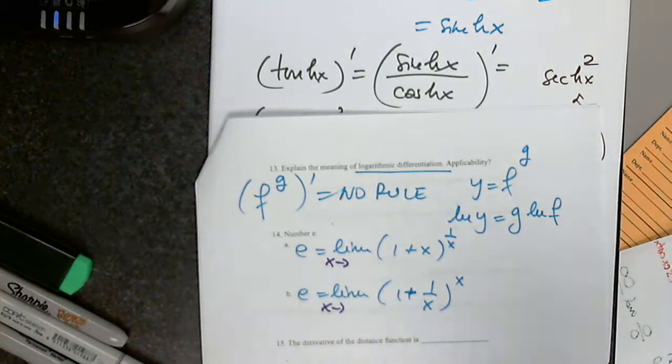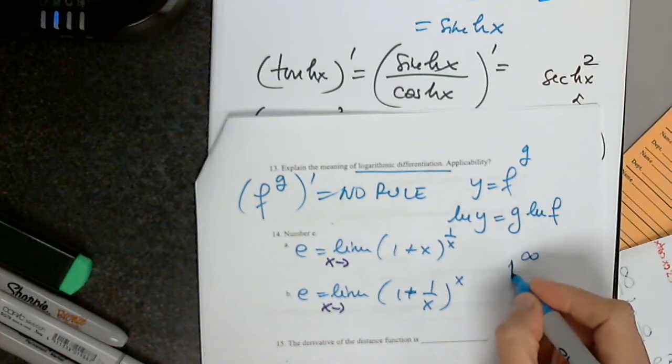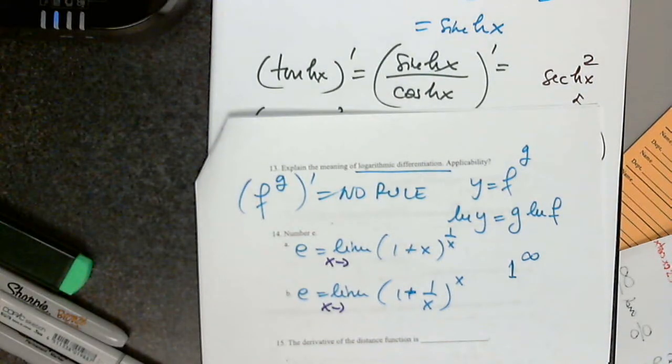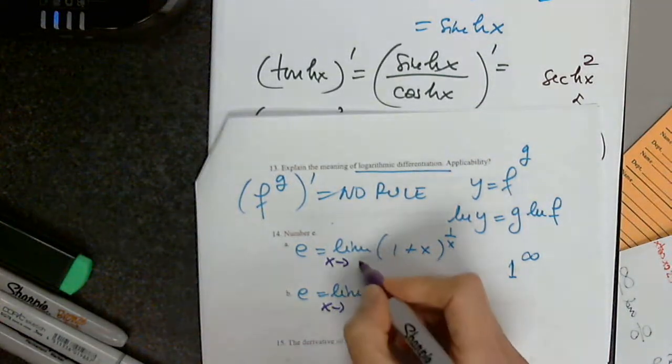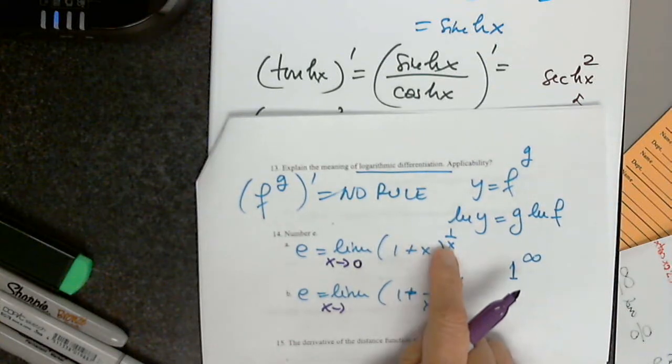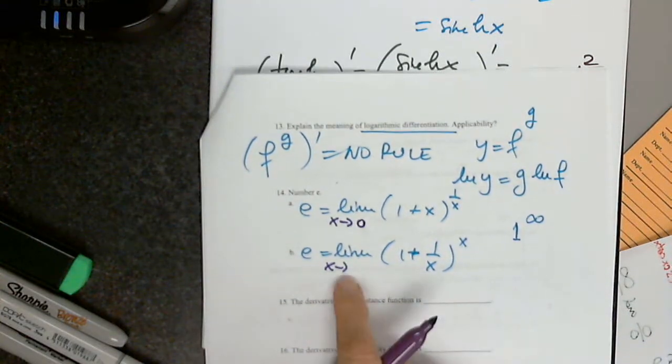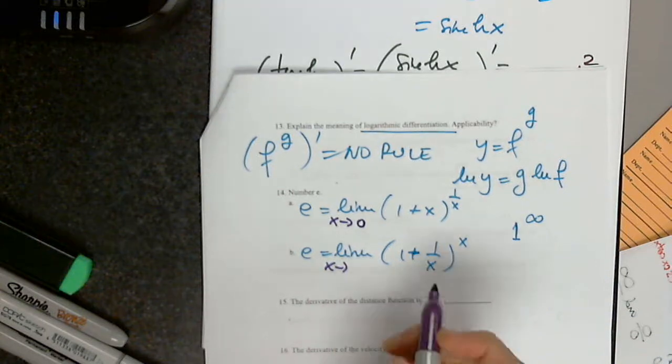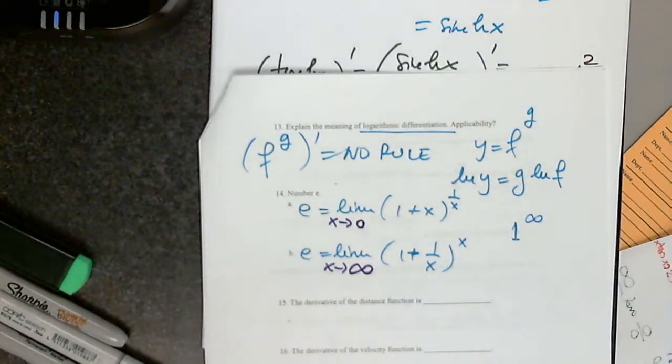Remember, both situations have to be 1 to infinity. So that will give you an indication of what to do and where it's going. So this will be to 0, because 1 plus 0 will be 1, 1 to infinity. And this will be 2, right. So easy to remember.